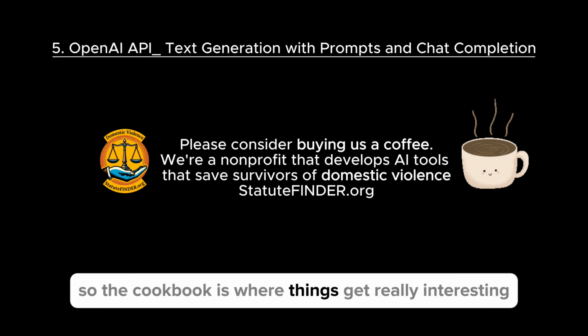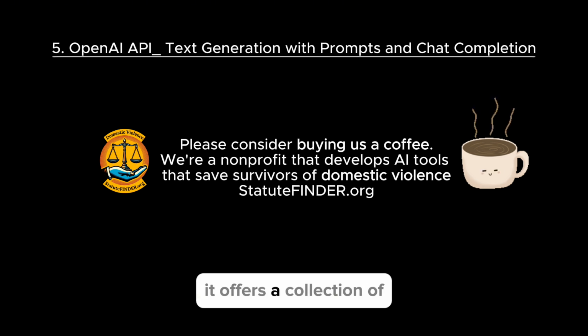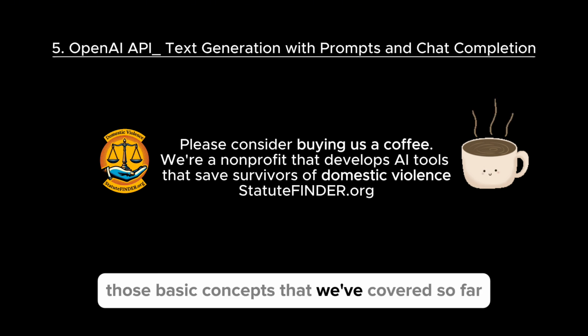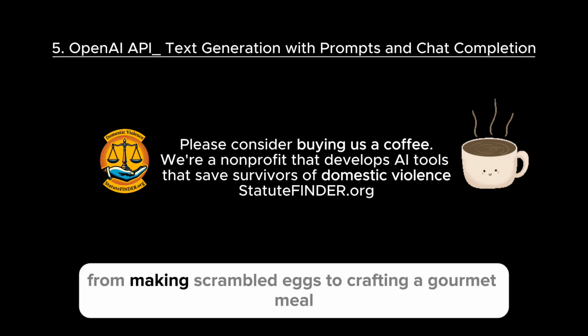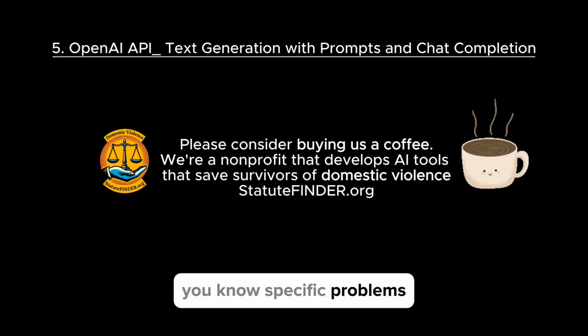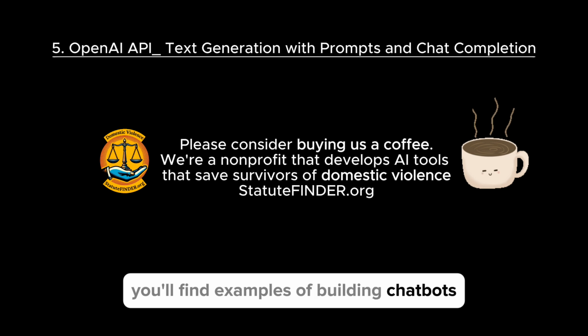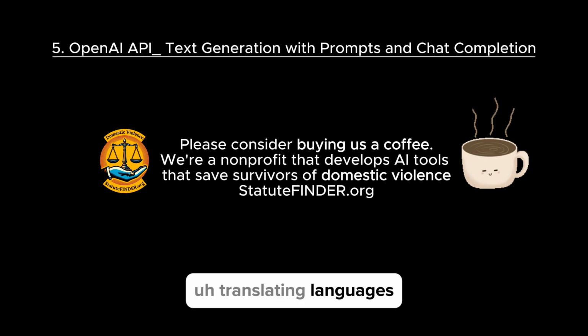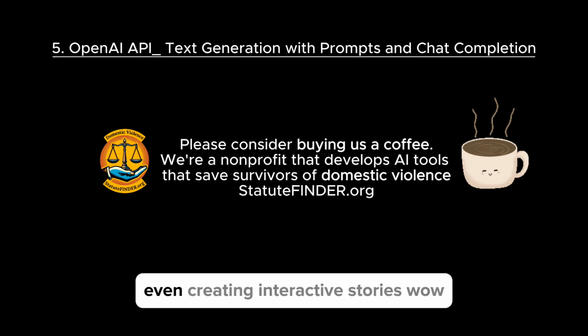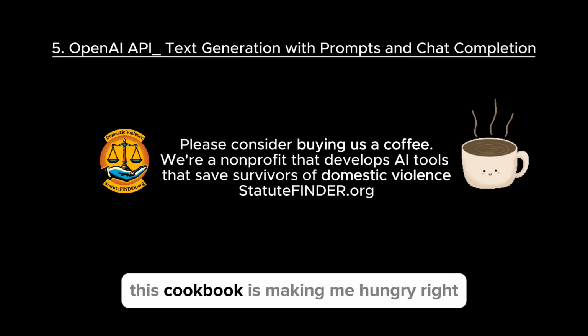So the cookbook is where things get really interesting. It offers a collection of more complex real-world examples that go beyond those basic concepts that we've covered so far. It's like leveling up from making scrambled eggs to crafting a gourmet meal. That's a great analogy. The cookbook shows you how to apply OpenAI to solve specific problems. You'll find examples of building chatbots, translating languages, writing different kinds of creative content, answering your questions in an informative way, even creating interactive stories. Wow, this cookbook is making me hungry.